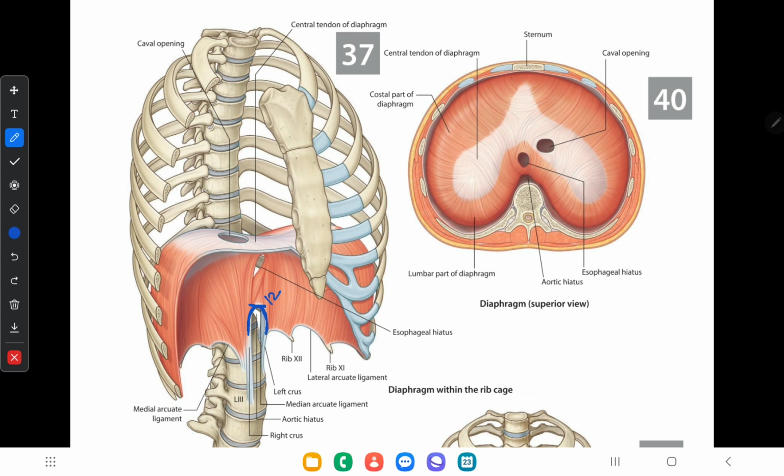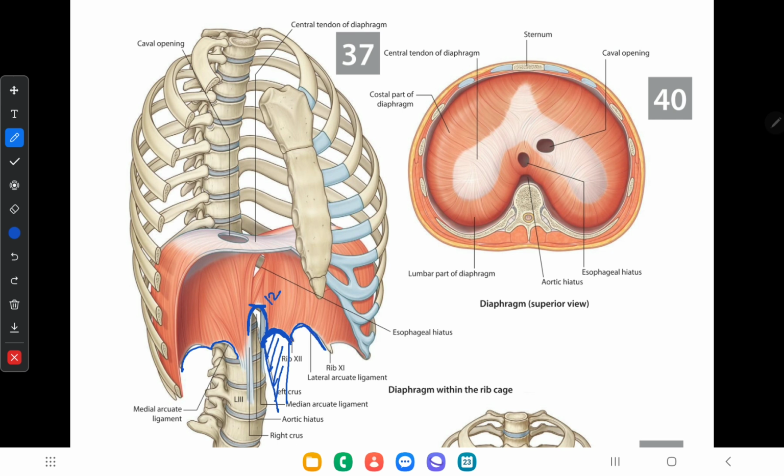Then medial and lateral arcuate ligaments. Here is the medial arcuate ligament and here is the lateral arcuate ligament. Medial arcuate ligament, this part is thickening of fascia covering the psoas major muscle. Here there is psoas major muscle. So this is formed by the thickening of fascia covering the psoas major muscle, stretching from side of the body of first lumbar vertebra to the middle of front of the transverse process of the same vertebra.